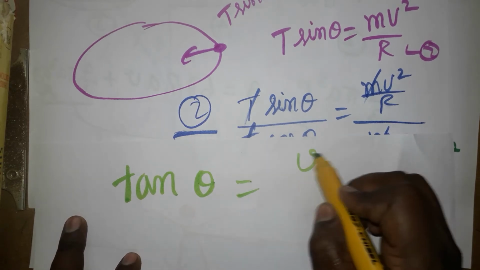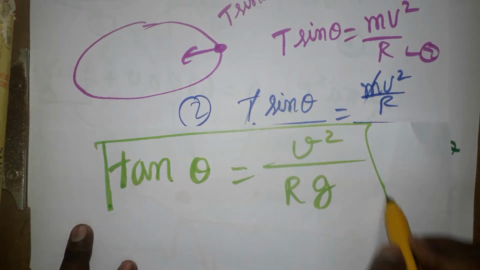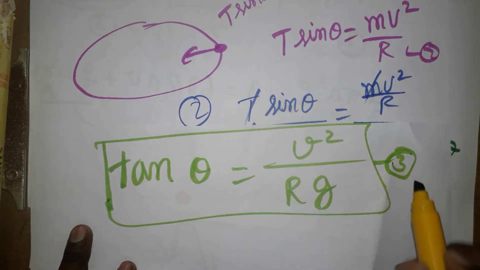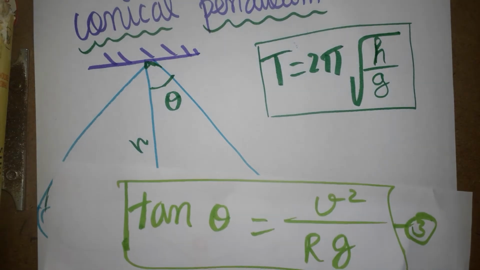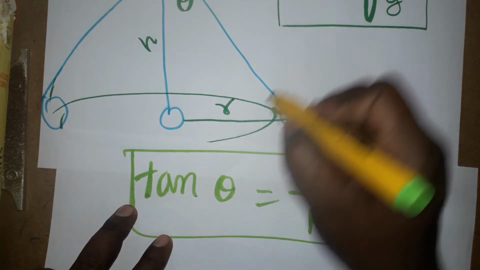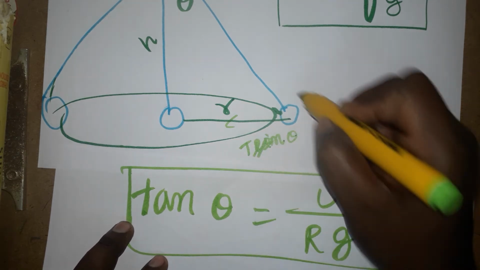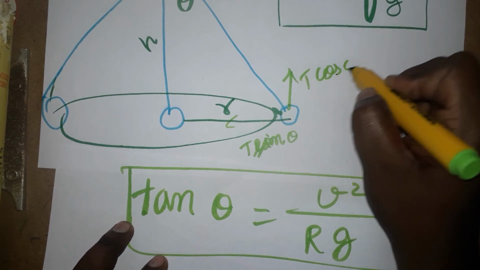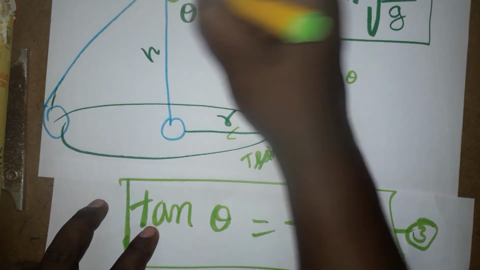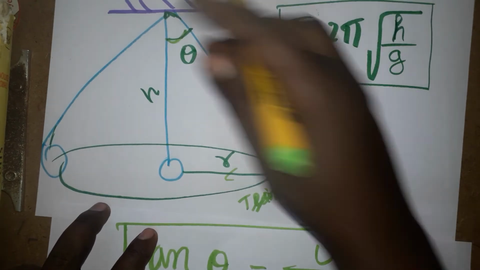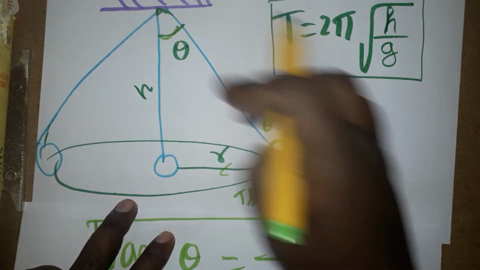And V square divided by Rg. Okay, this is what we have. This we will take as equation number 3. Now again I am going to show the initial diagram. This is the initial diagram. So now this side is t sin theta. This side is t cos theta. And it is theta. I already showed how I got this value. Now this theta is equal to this theta, because both will be like this. When it is like that, you can take this angle is equal to this angle.